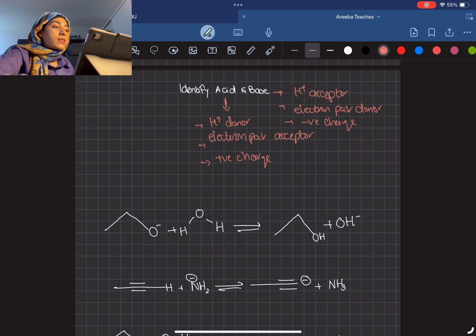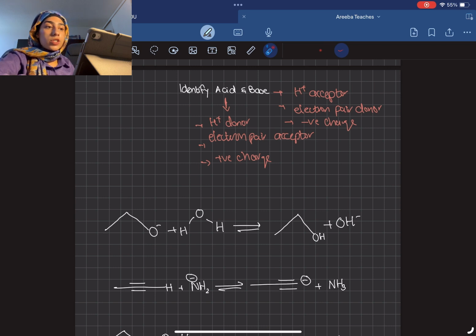Now how does it make sense? Well, if something has a negative charge and you're calling it a base, if you want to satisfy that negative charge, it needs something that's positive, so that's why it's a proton acceptor. Also, because it has a negative charge, it wants to give away that negative charge to balance itself. That's why it could be an electron pair donor, so it's giving away those electrons.